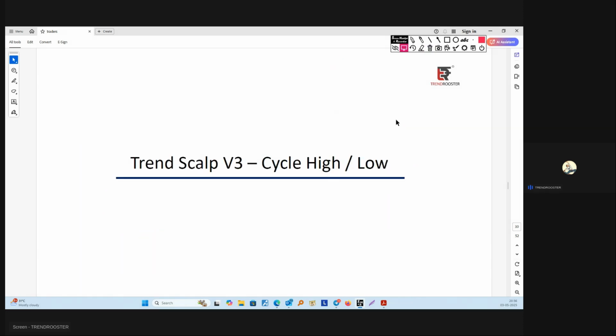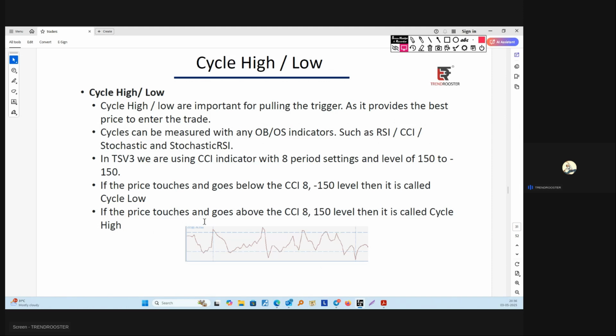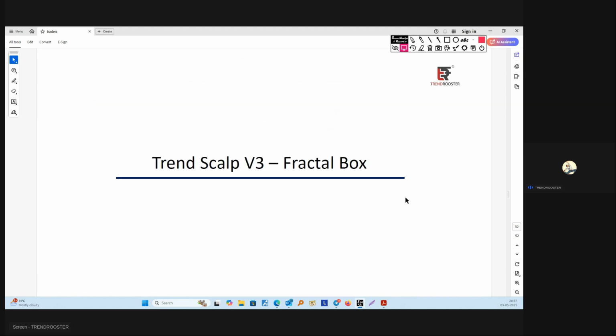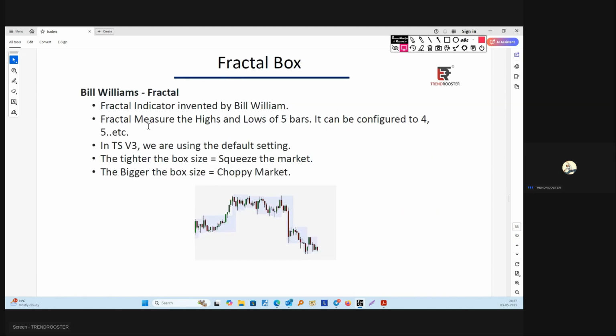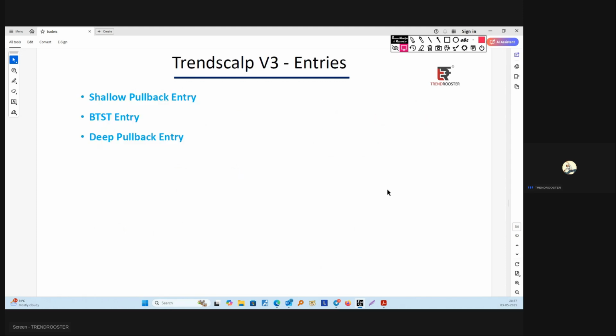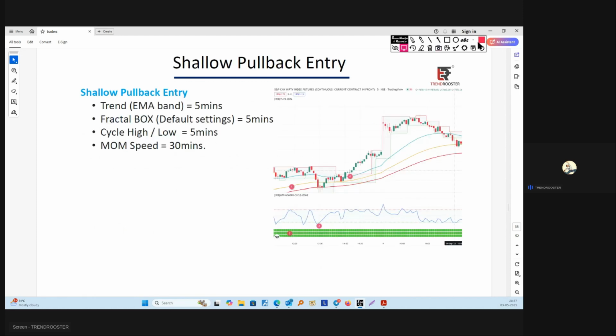Now we need a trigger, cycles, because of market momentum. We use the CCI indicator for cycles, for a CCI low. So we buy on this CCI low, provided the trend is up and provided market momentum is up. Now, the fractal box for entry. The fractal box has been available since Bill Williams' time, so I'm not going to say much about this. It is a free indicator. Now we're going to look at this put together as TSP3.